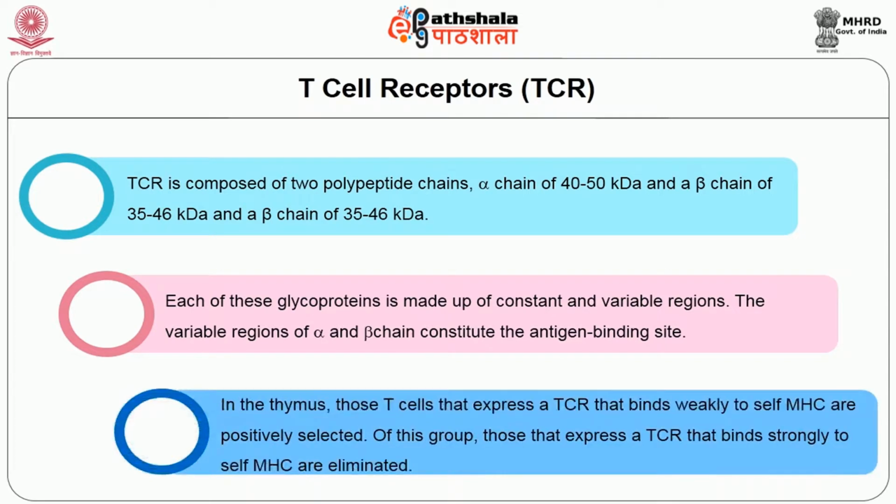In the thymus, those T cells that express a TCR that binds weakly to self-MHC are positively selected, whereas those TCRs that bind to self-MHC very strongly are eliminated. This process is called negative selection.